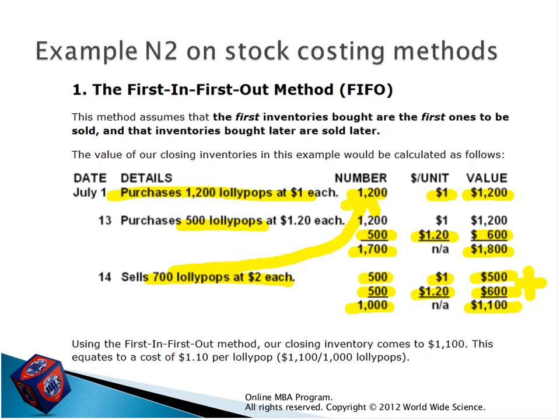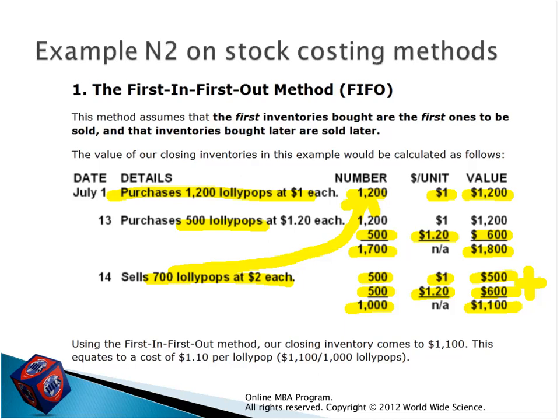So she buys, Miss Shepherd buys lollipops in parts, which means the first purchase is 1,200, and by the second purchase she buys only 500. Then she sells only 700. So you must take a deduction from the total inventories, and we have some 1,000 units left, right?